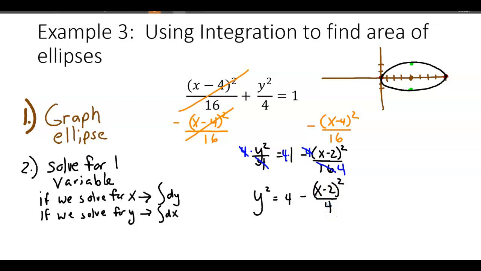And then the last thing we're going to do is take the square root on both sides. Now something you have to remember is that when you solve for a variable by taking a square root, you get a plus and a minus, and that has some significance that we've seen back when we were graphing circles, and the same significance applies to ellipses.